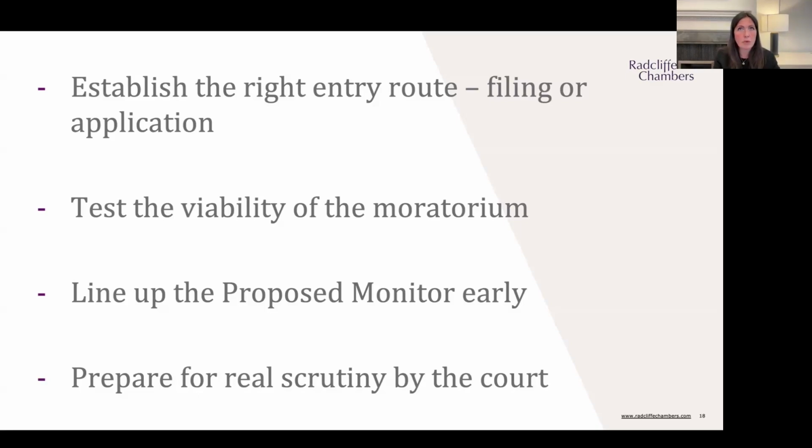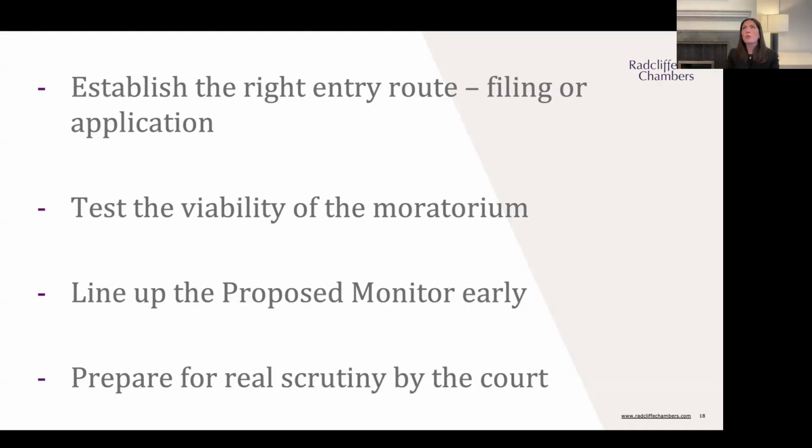And I think increasingly monitors will have more stringent requirements as they become a bit more familiar with these and with the applications. And as the court becomes a bit more familiar with the sort of case where it will expect a rescue to be possible, or indeed to be likely, as it's going to have to find in order to impose a moratorium. So testing viability at an early stage is really important. You need to be, I think, underway with a process of refinancing, or have a really good reason to think that it's going to be possible.